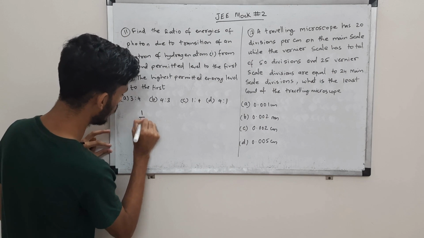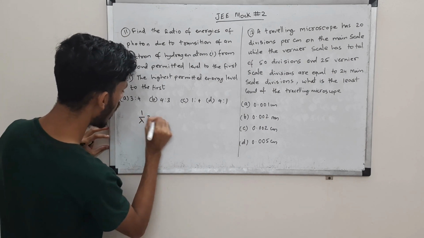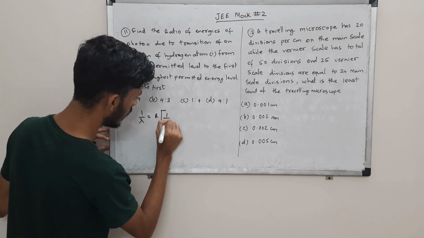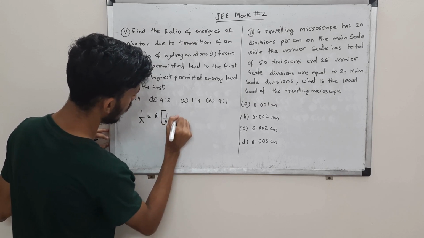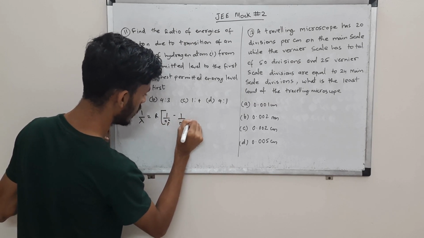Now the formula that we are supposed to use is 1 upon lambda equals R times 1 upon n final square minus 1 upon n initial square.